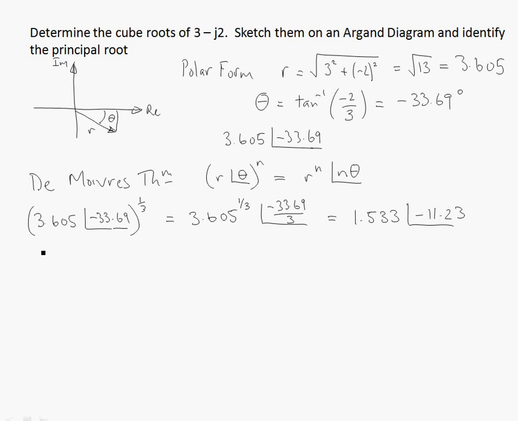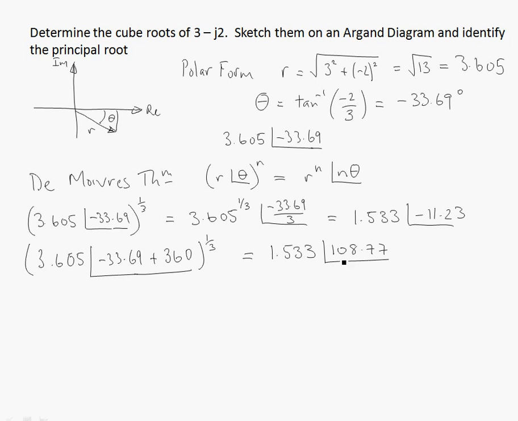So if we did that, we would get 3.605 at minus 33.69 plus 360. If we did that and found the cube root of that, then we would end up with exactly the same thing for the magnitude, but the argument would now be a third of minus 33.69, which is the minus 11.23, but also a third of 360. So we'd add on 120 degrees onto this argument here. And if we add 120 degrees on, we get 108.77.